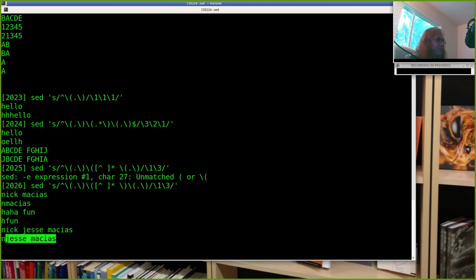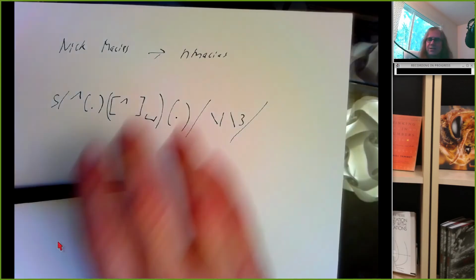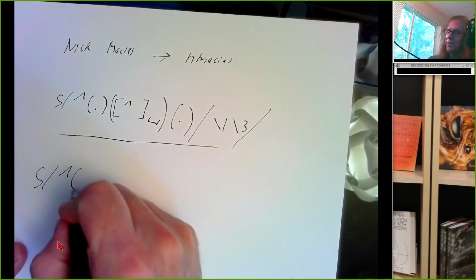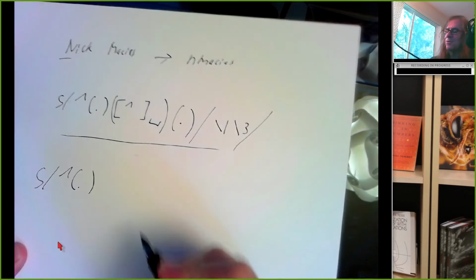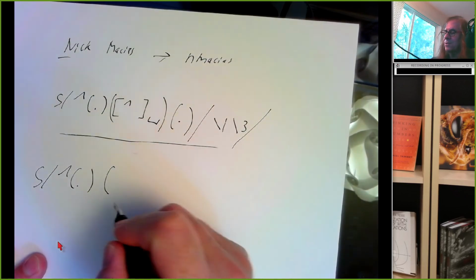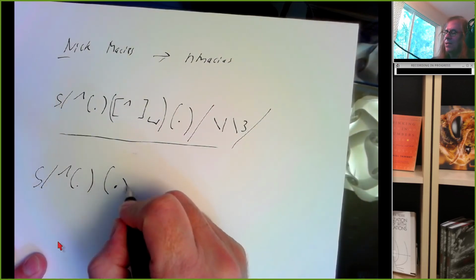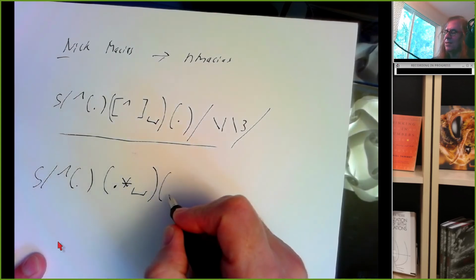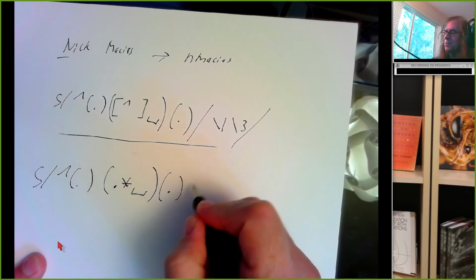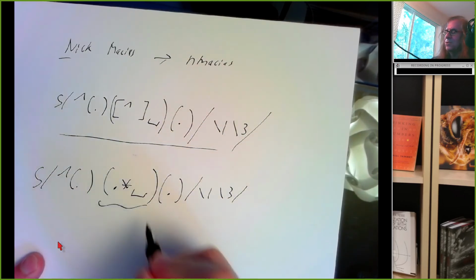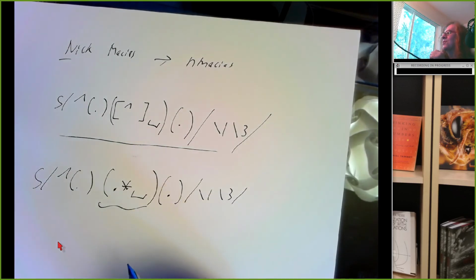So we could do the following. I could say substitute, beginning of the line, let's find the first thing. That's going to be the first initial. And then let's just look for anything followed by a space. And then let's look for a period. And let's replace that.